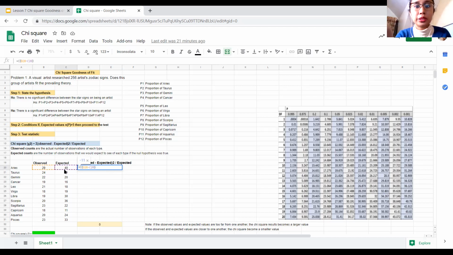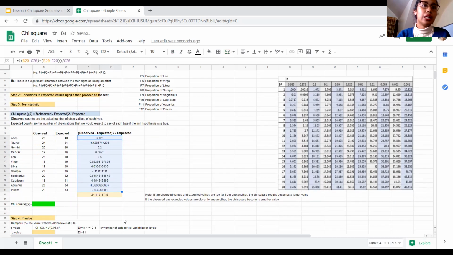So, you will multiply it by itself. Then, don't forget another parenthesis, because they should be enclosed, and divided by the expected value. So, press 40 again. Click on 40 again. So, that's it. 3.025. And just drag it down.